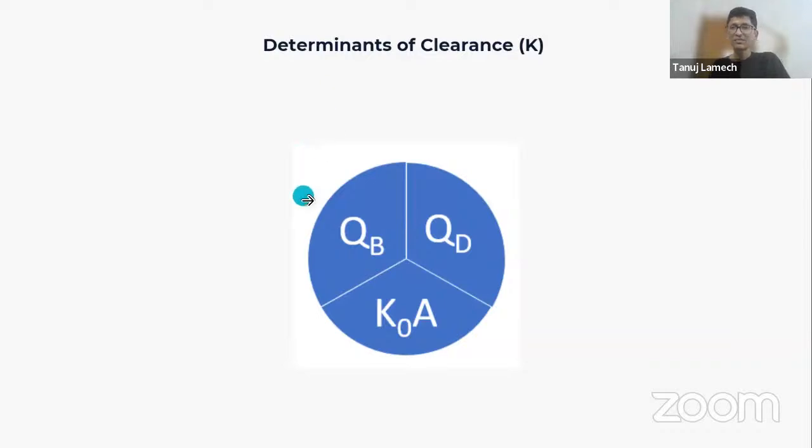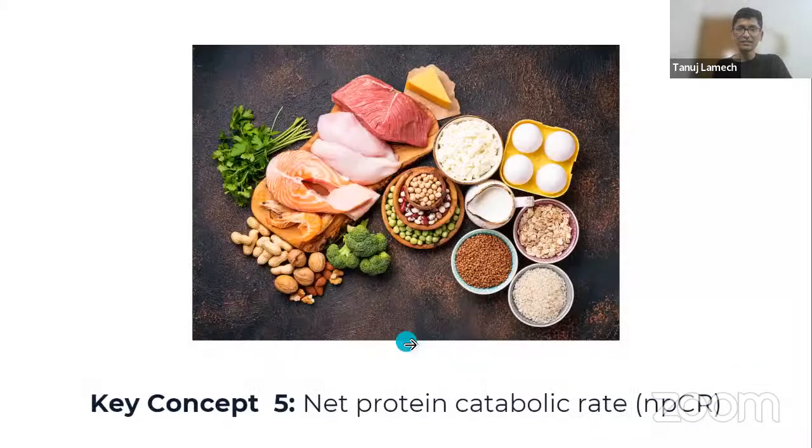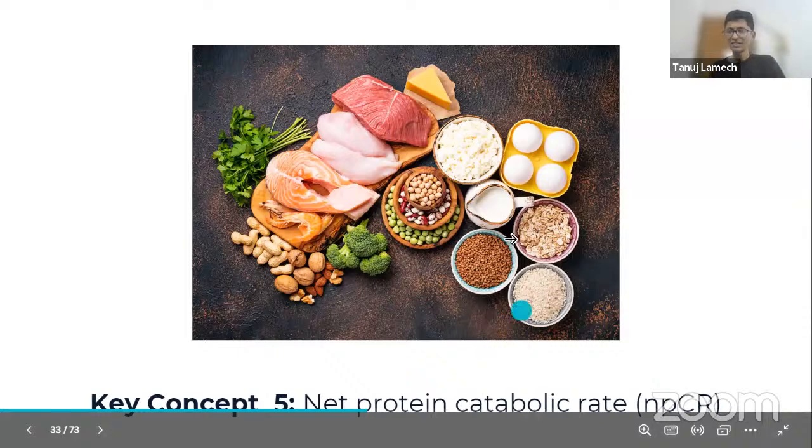So these are the determinants of clearance: the time on dialysis, yes, also the blood flow, the dialysate flow, and the K0A. Now finally we will come to the net protein catabolic rate. We said we'll come to this, the NPCR.